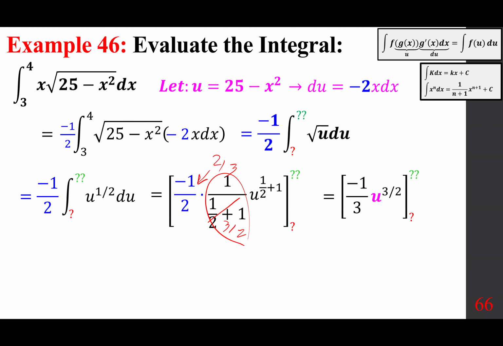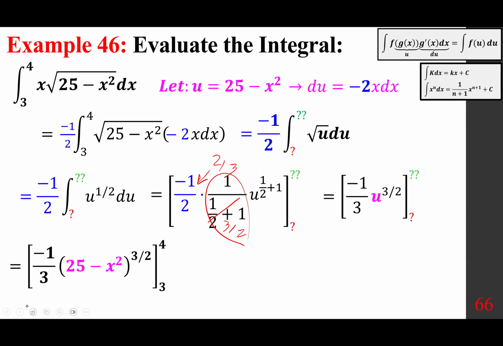And again, I'm not writing the limits. It's important to know the original limits pertain to the original variable x. So we can go back to the original variable and write negative 1/3, 25 minus x squared to the power of 3/2 from 3 to 4 and evaluate. However, what if we want to go with the new limits?